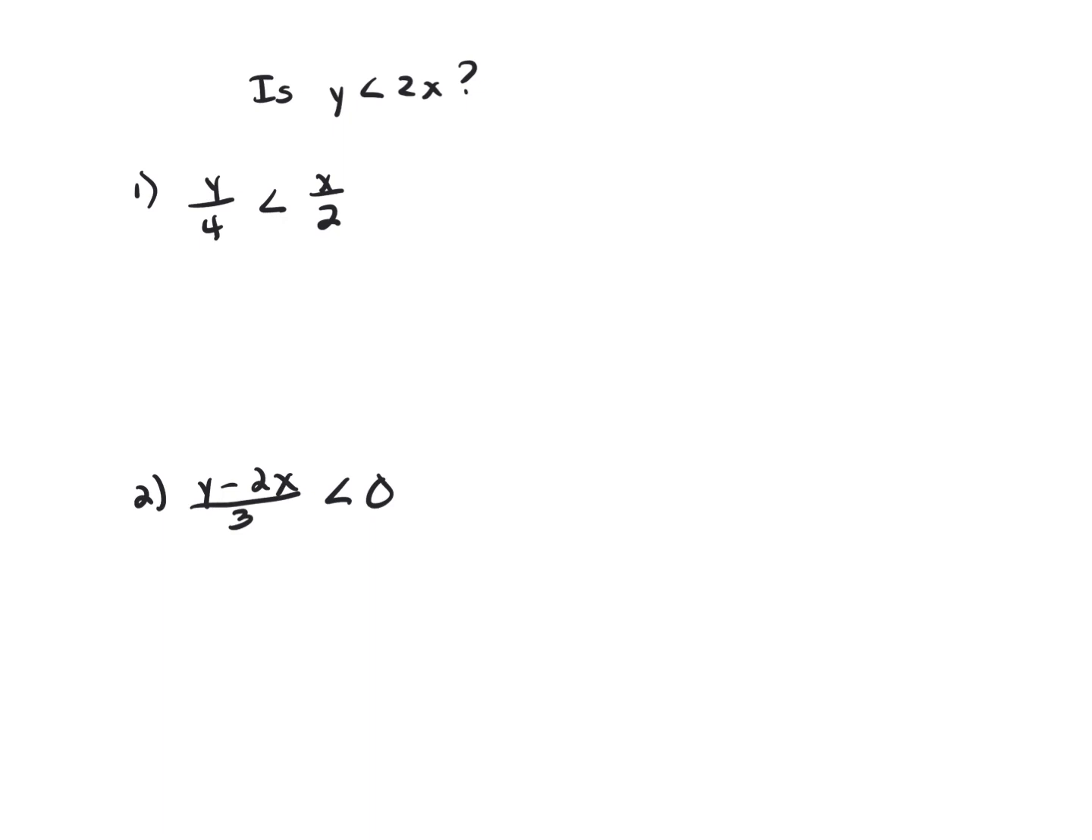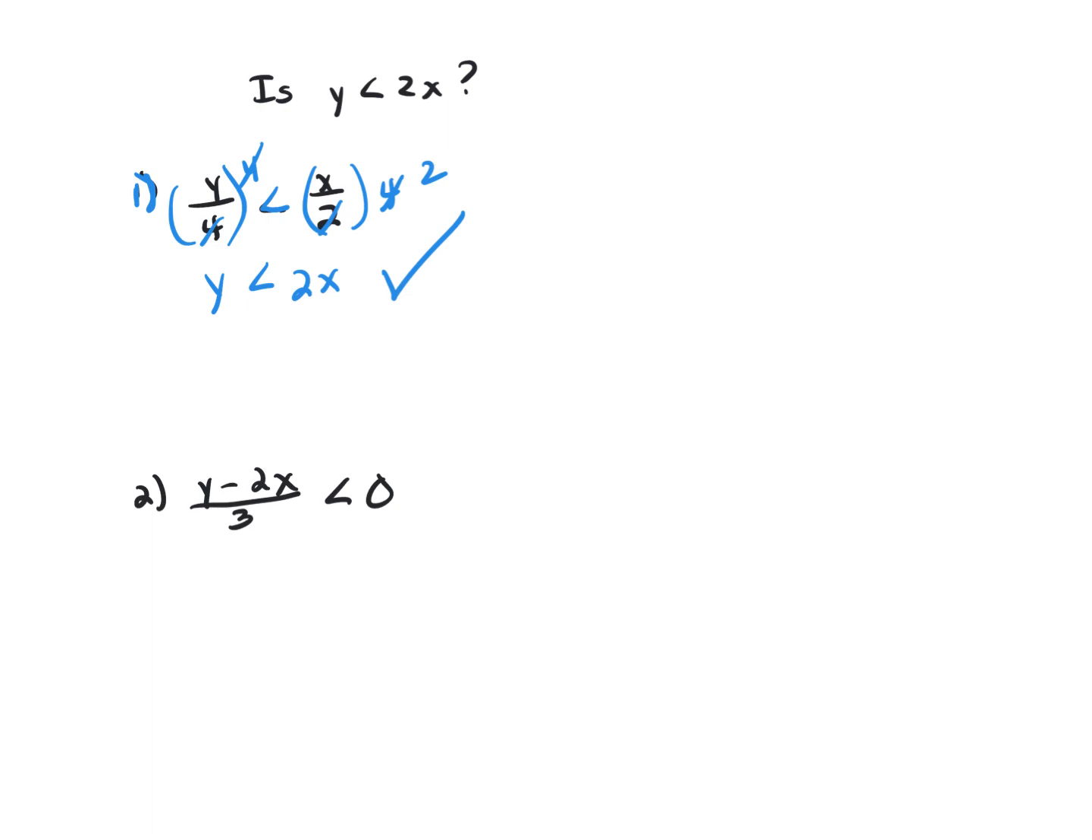Is y less than 2x? So look at clue 1, and we have an inequality. Let's clear our fractions first by multiplying both sides by 4. That would be the LCD. And the 4's cancel on the left, and you're left with y less than 2 times x, since 4 divided by 2 is 2. 2 times x is 2x. So y is less than 2x. That works. Forget about clue 1.